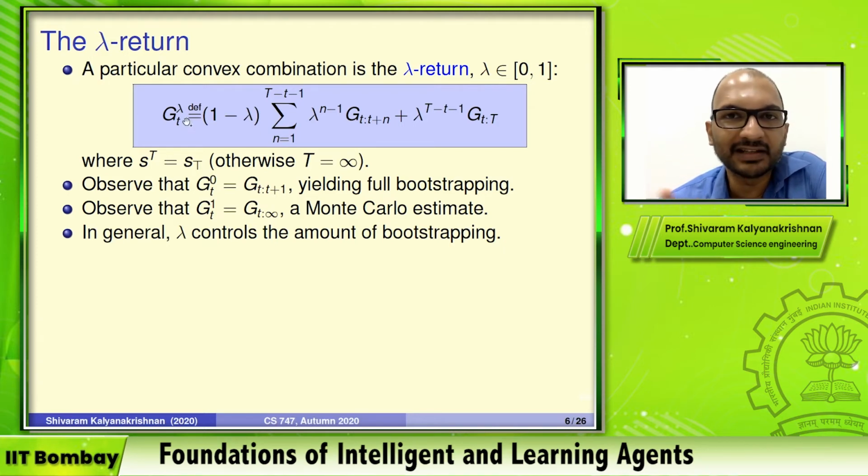So let's draw a few inferences about what is going on with G_t^lambda. What do we get by setting lambda equal to 0? Lambda we know goes from 0 to 1, so let's see what happens at the extremes. At lambda equal to 0, it takes a little bit of working out to show that G_t^0, which is basically G_t^lambda with lambda equal to 0, will just amount to be G_t:t+1. It's the return that is used by TD(0).